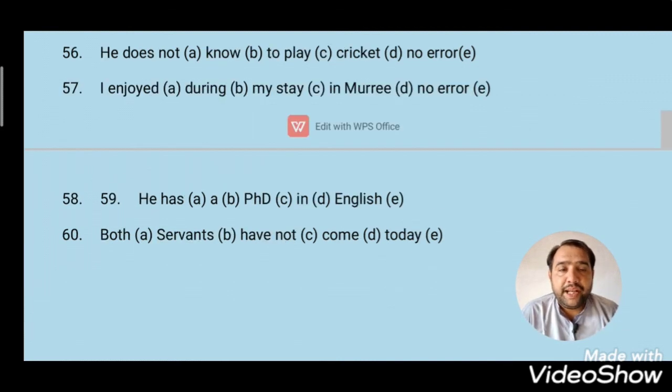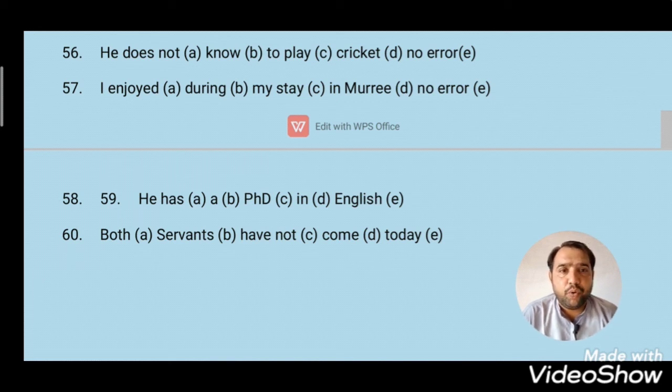According to number 58, he has a PhD in English. Guys, such types of qualifications, such types of degrees should not be confused in present perfect or in past perfect. Here simply we should say, he is a PhD in English.